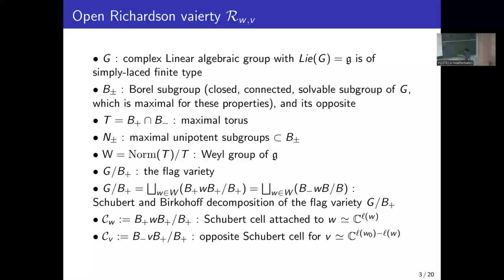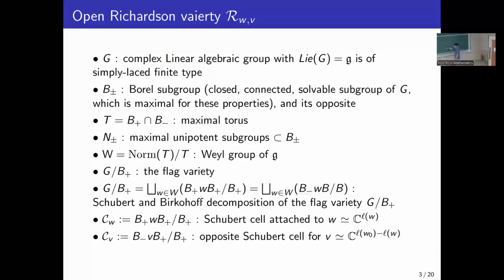And now let's consider W, the Weyl group of G. By definition, the Weyl group is defined as the quotient of the normalizer of the maximal torus by the torus itself. And in this case, the Weyl group is the symmetric group of n letters. Then we can consider the flag variety. The flag variety is nothing but the space of left cosets of the group with respect to the maximal Borel subgroup.